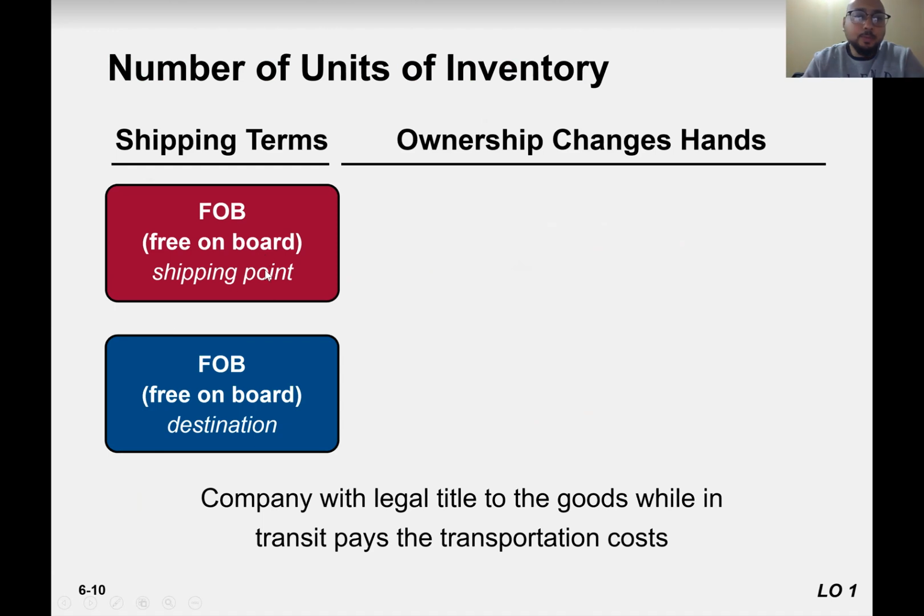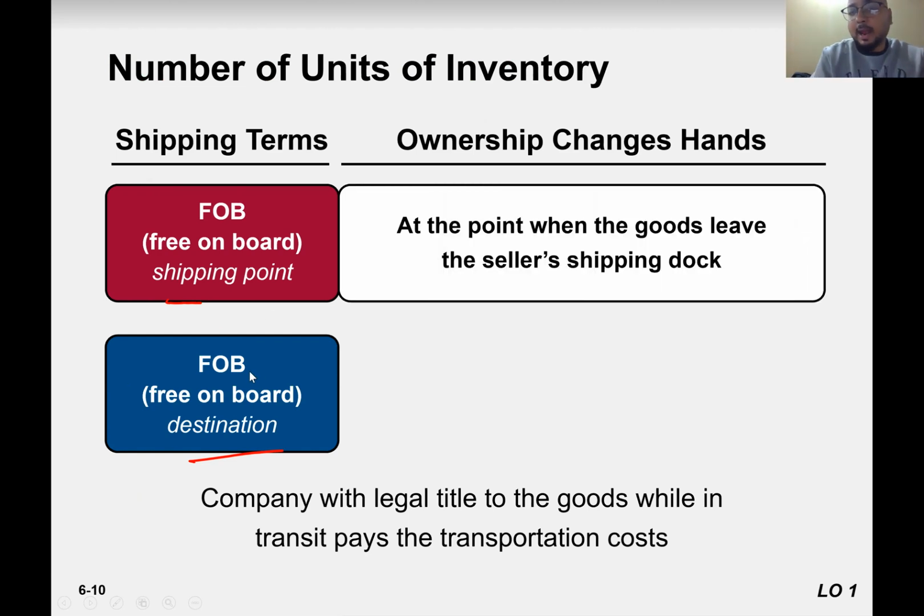Similarly, FOB on board: FOB shipping point, FOB destination. It means free on board. So with FOB shipping point, ownership transfers at the point where goods leave the seller's shipping dock. Simple. As soon as the goods leave from company premises, or whatever is written in the document, if we are shipping to a foreign country, as soon as goods leave from our shipping port or shipping dock, ownership is transferred and the company is entitled to consider that a sale and decrease the inventory.